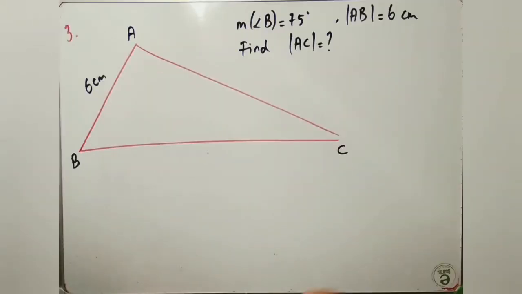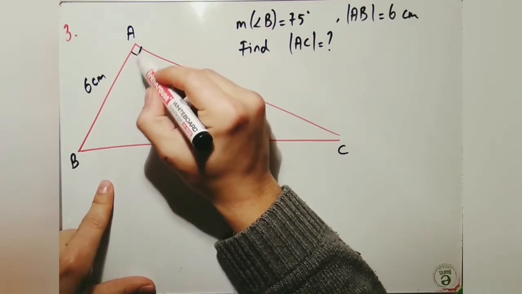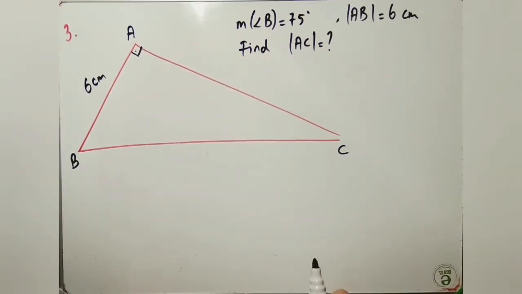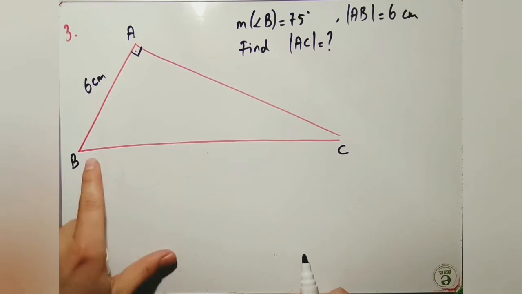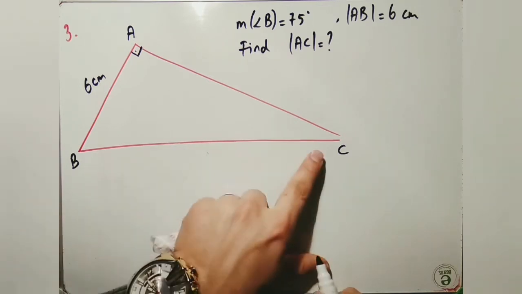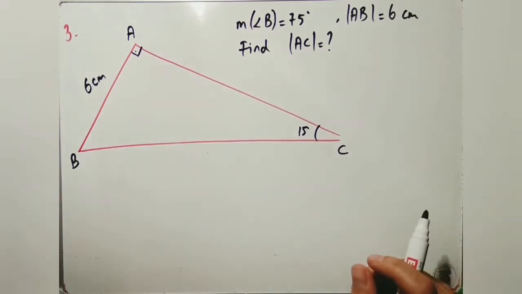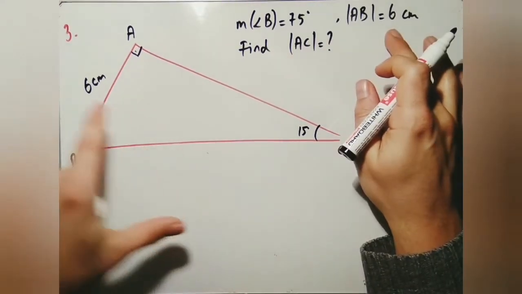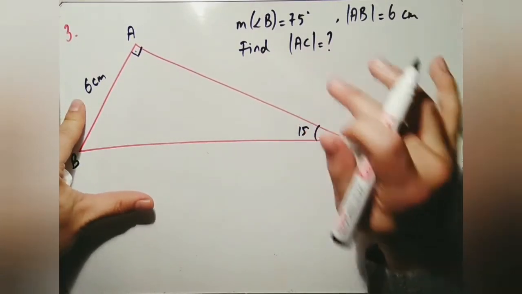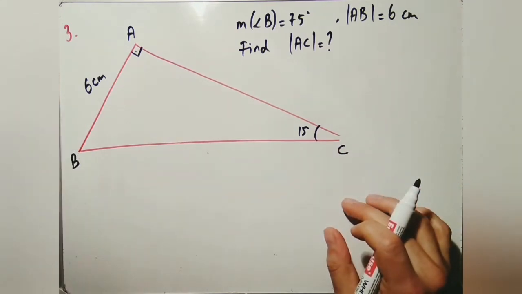And here, triangle BAC is a right triangle. The measure of angle B is 75. The measure of angle C is 15 degrees. And the length of AB is given as 6 centimeters. We have to find the length of AC. Okay.